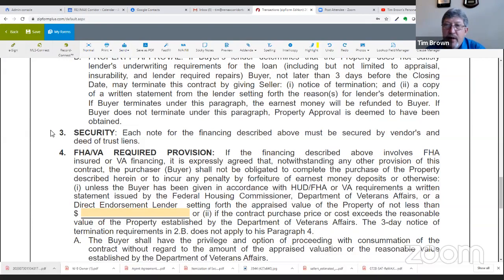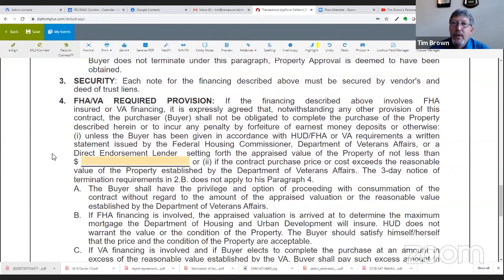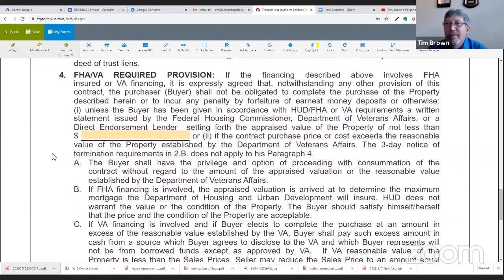Security, this is just saying that any financing is going to be secured with a vendor's and deed of trust lien. That protects the mortgage holder and lets the buyers know that although they own the home, they don't own the loan. So they'll have to pay that off first.